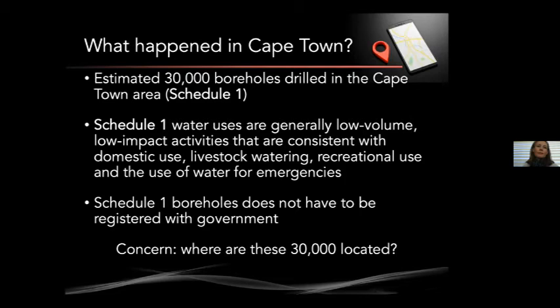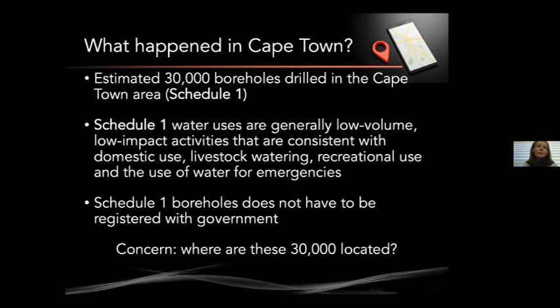The data that we received from the WRC, the sponsor of this project, estimated something to the tune of 30,000 boreholes drilled in the Cape Town area during the drought period. These were all Schedule 1. And as you know, Schedule 1 water use are generally low volume, low impact activities, and they do not require registration with the government. The question, though, is can we allow 3,000 boreholes in a small area?